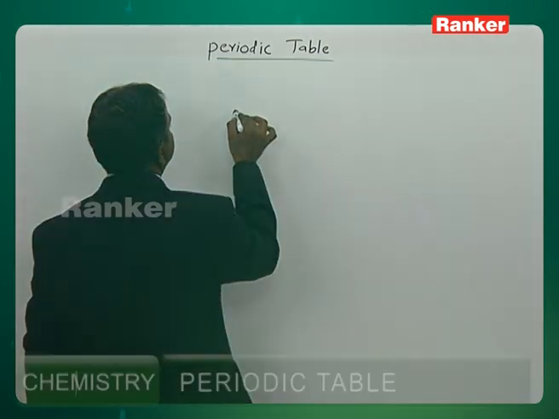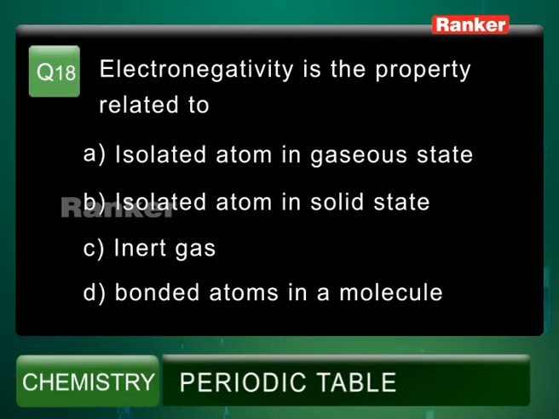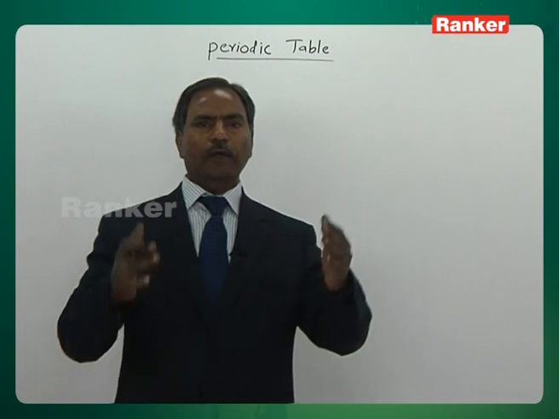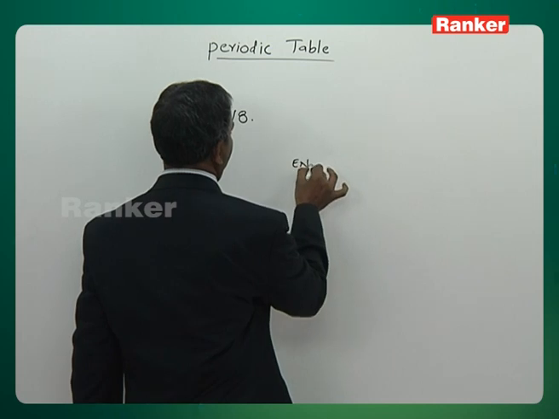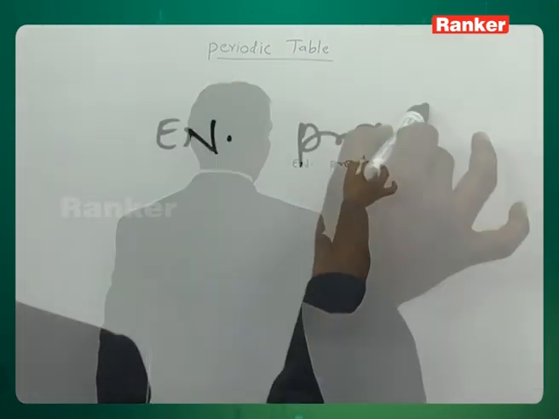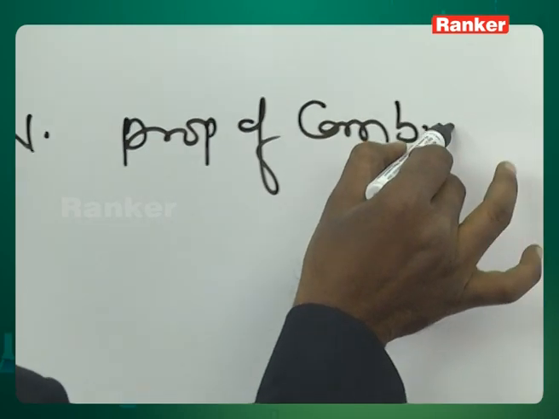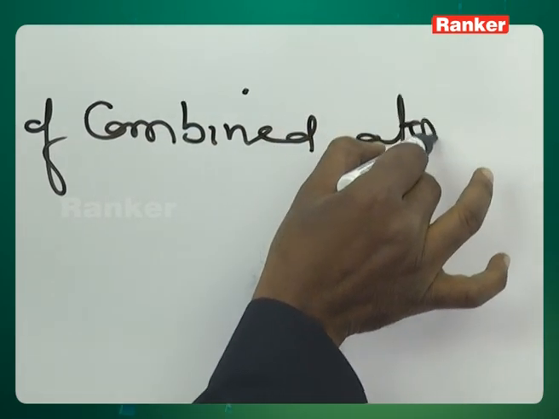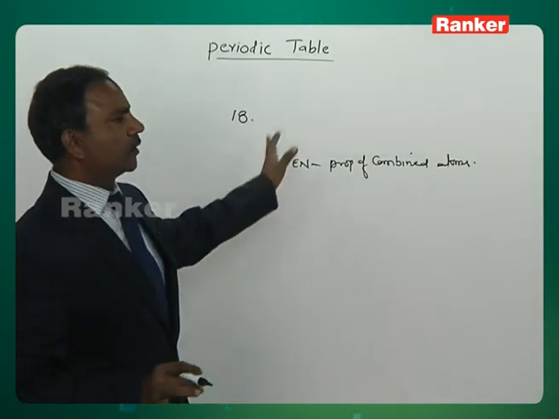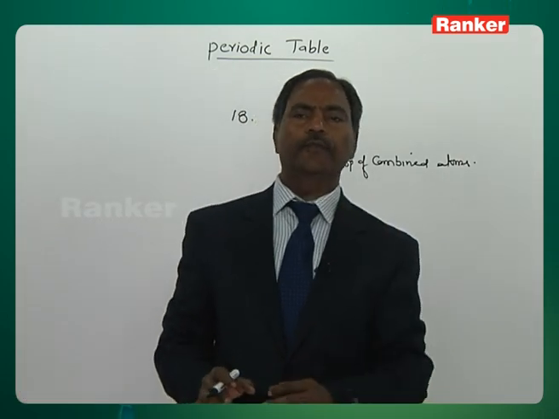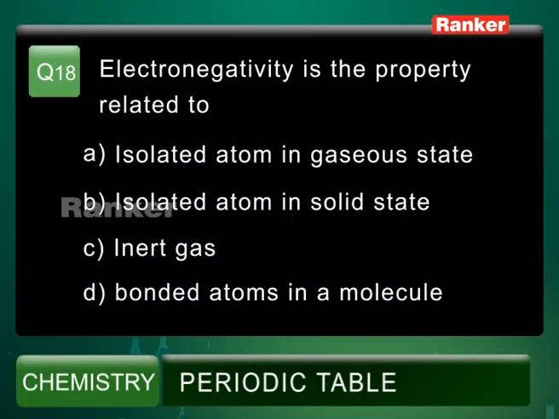Question number 18: electronegativity is the property related to an isolated atom in the gaseous state, an isolated atom in the solid state, an inert gas, or bonded atoms in the molecule. Generally, electronegativity is the property of combined atoms. It is not the property of an isolated or single atom. Therefore, the 18th answer is D.